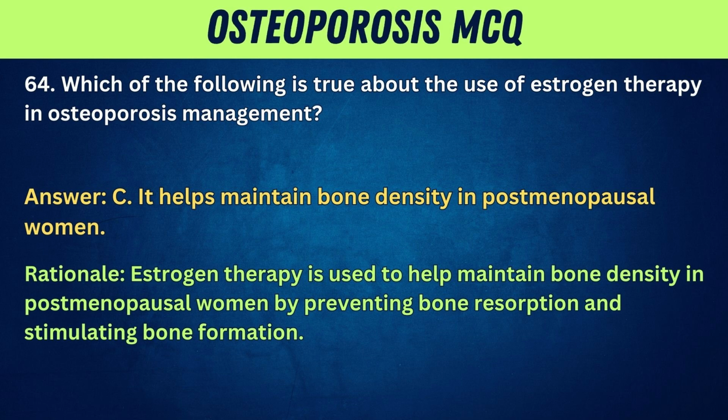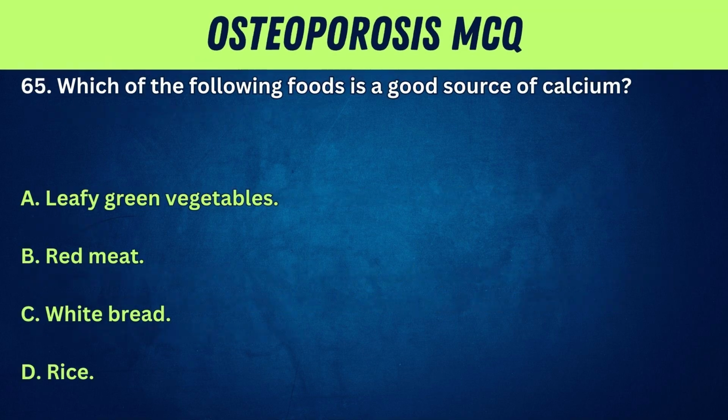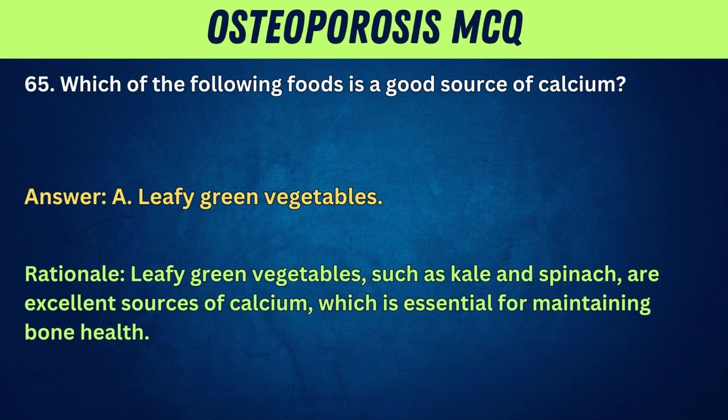Rationale: estrogen therapy is used to help maintain bone density in postmenopausal women by preventing bone resorption and stimulating bone formation. 65. Which of the following foods is a good source of calcium? A. Leafy green vegetables. B. Red meat. C. White bread. D. Rice. Answer: A. Leafy green vegetables.